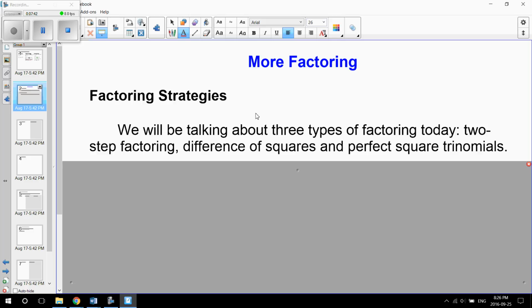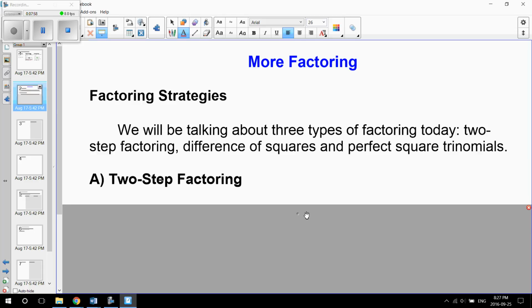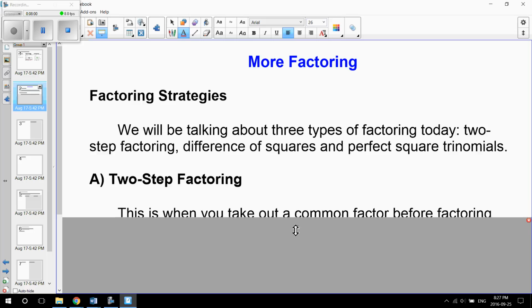So we're going to be talking about 3 different types of factoring. We're going to be looking at the two-step factoring, and we're going to look at difference of squares and perfect square trinomials. So the first one that we're going to be looking at is two-step factoring.